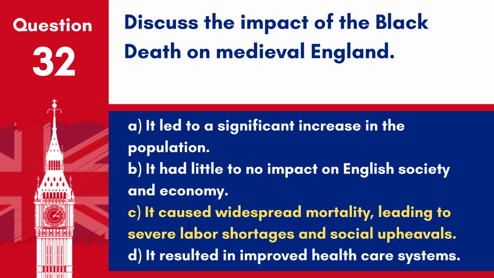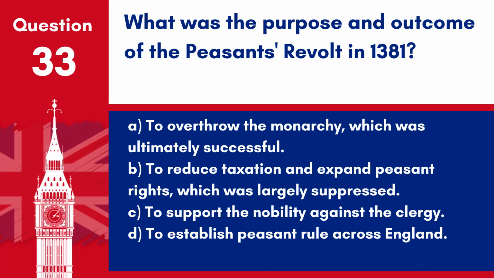Answer: C. It caused widespread mortality, leading to severe labor shortages and social upheavals. The Black Death dramatically reduced the population, which had profound effects on the social and economic structures of medieval England. Question 33. What was the purpose and outcome of the Peasants' Revolt in 1381?